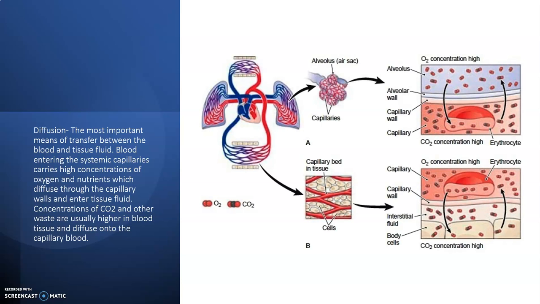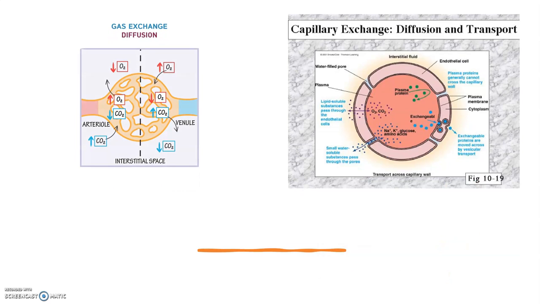Diffusion, the most important means of transfer between the blood and tissue fluid. Blood entering the systemic capillaries carries high concentrations of oxygen and nutrients, which diffuse through the capillary walls and enter tissue fluid. Concentrations of CO2 and other wastes are usually higher in tissue, and they diffuse into the capillary blood. These are different examples of diffusion: gas exchange diffusion, and an example of diffusion and transport.